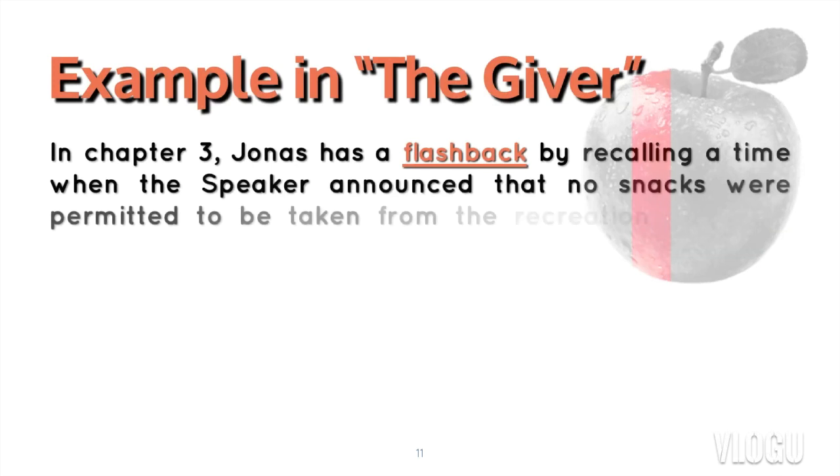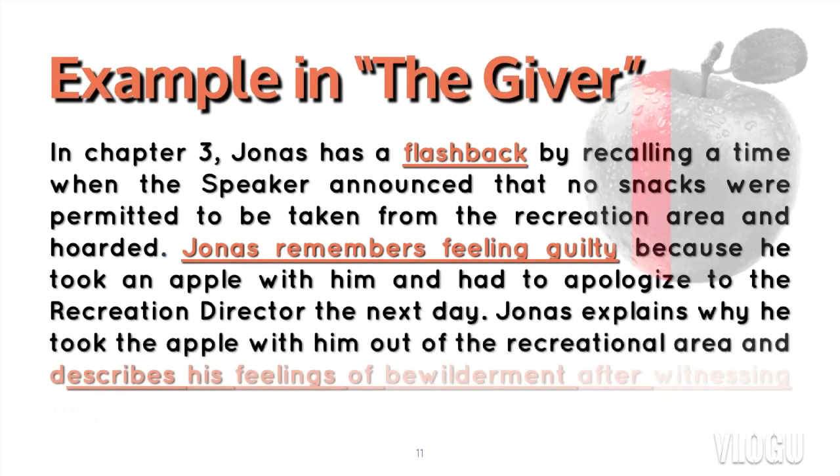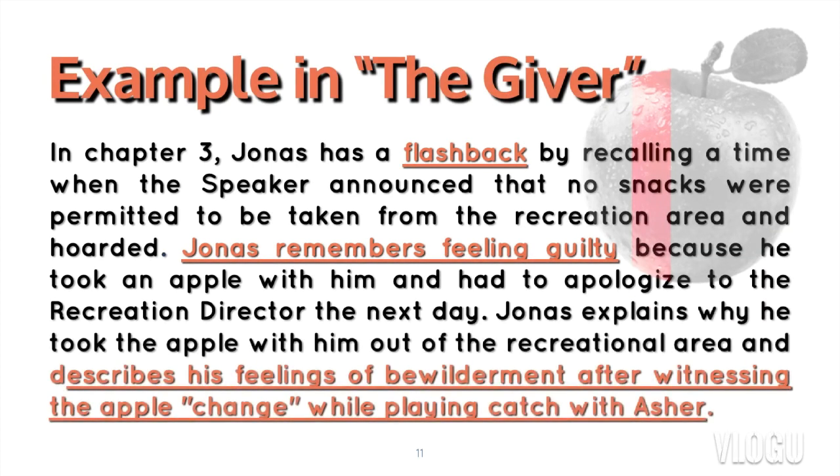So now let's look at an example in The Giver. In Chapter 3, Jonas has a flashback by recalling a time when the speaker announced that no snacks were permitted to be taken from the recreation area and hoarded. Jonas remembers feeling guilty because he took an apple with him and had to apologize to the recreation director the next day. Jonas explains why he took the apple with him out of the recreational area and describes his feelings of bewilderment after witnessing the apple change while playing catch with Asher.